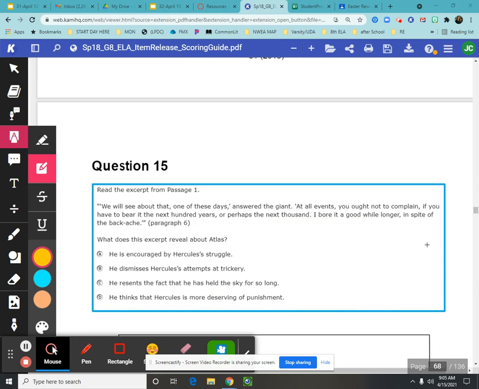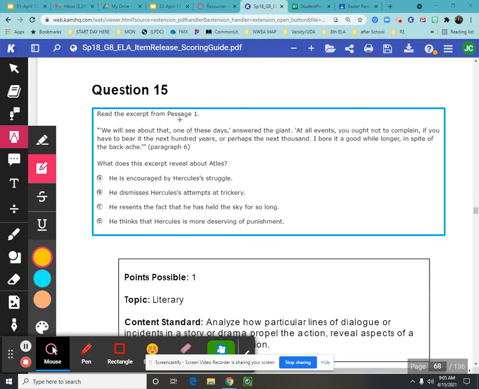Question 15. Read this excerpt in passage 1. It's in paragraph 6. And you have to tell what this excerpt reveals about that character Atlas. A, he is encouraged by Hercules' strength. B, he dismissed Hercules' attempts at trickery. Okay, we have some B's. C, he resents the fact that he has held up the sky for so long. D, he thinks Hercules is more deserving of punishment.